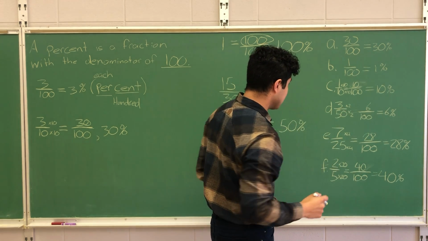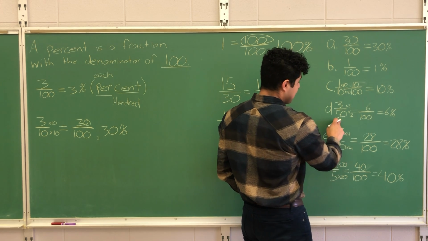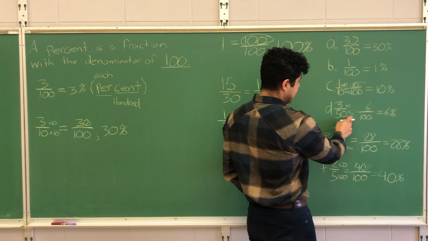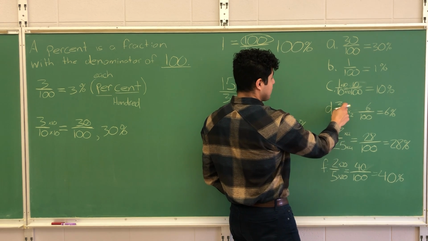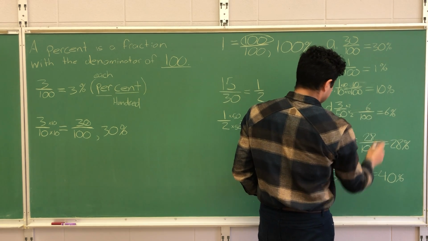Same thing for the next one, 3 over 50. I see what times 50 equals 100. So 2 times 50 equals 100. So whatever I did to the denominator, I'll do to the numerator. So 3 times 2 is 6. Therefore, I see that it is 6%.